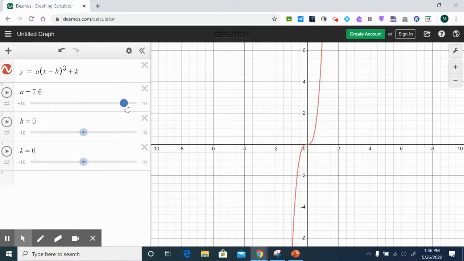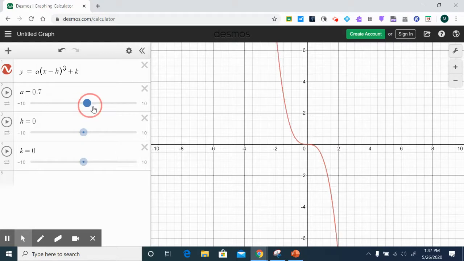So when a is bigger than 1, it's a vertical stretch. If I make it a decimal, like 0.4, it gets wider. We call this a vertical compression, or a vertical shrink. And if we make it negative, it reflects across the x-axis. What was going up on the right is now going down on the right, and what was going down on the left is now going up on the left. Both parts just flip-flopped.